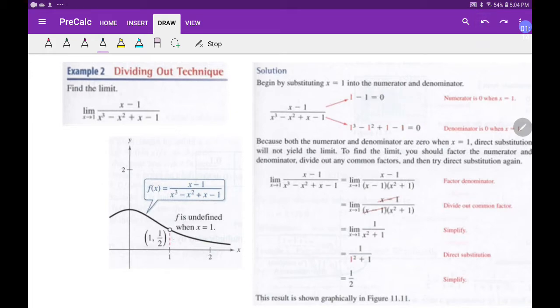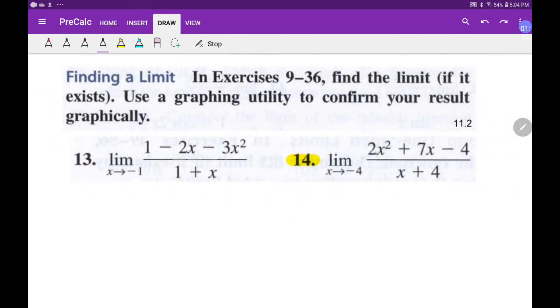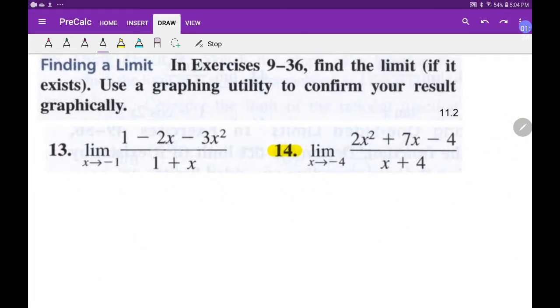So we're going to do the dividing out technique. You'd be hard-pressed to see how it was different from the last example, but it is example 2. But anyway, here we go. We're going to find the limit, if it exists, after we do a little factoring. So let's see, how can we factor this? We'd say 1... Seems kind of backward.